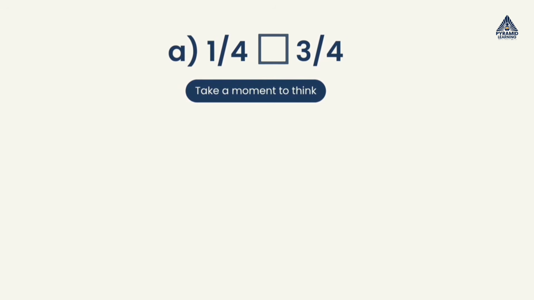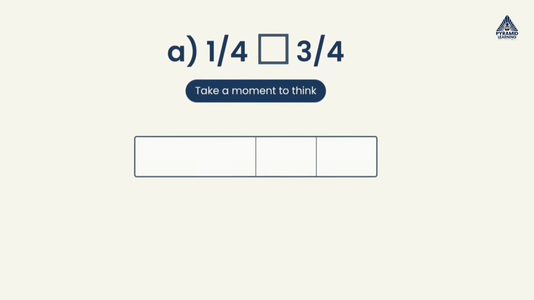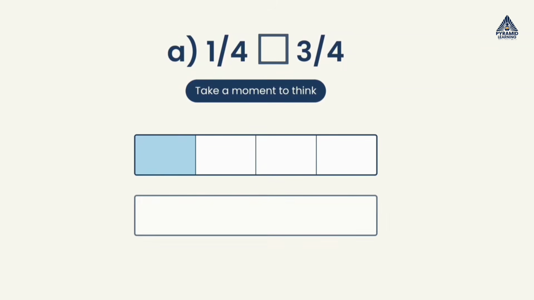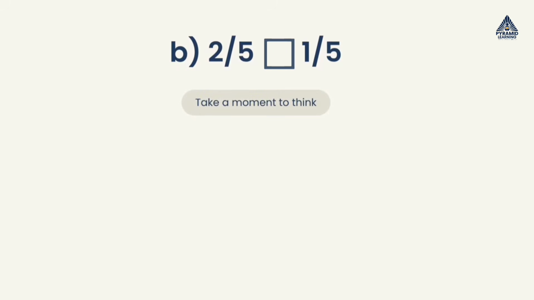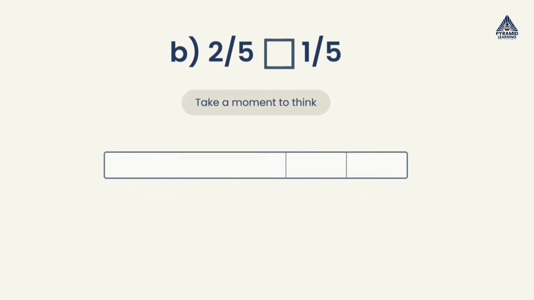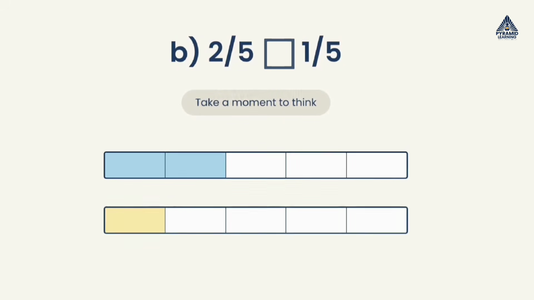The denominators are the same, so we compare the numerators. 1 is less than 3, so 1/4 is less than 3/4. Question B, 2/5 and 1/5. Pause and decide. Same denominators again.